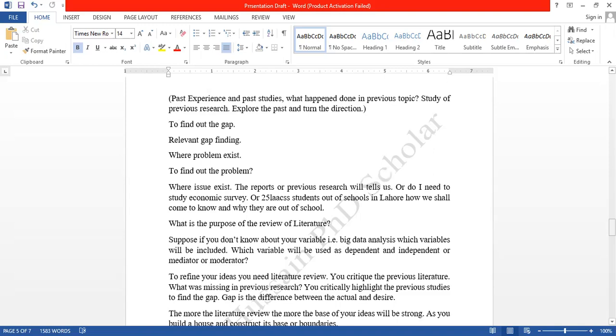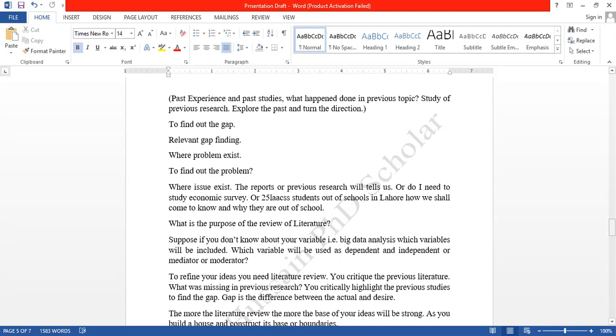You can get this literature from previously published reports, or from an economic survey, or we can go through different articles and research papers. We can even go to the library and get data and information on previous literature, whether it is published or unpublished. And we can also read some books for the literature review.